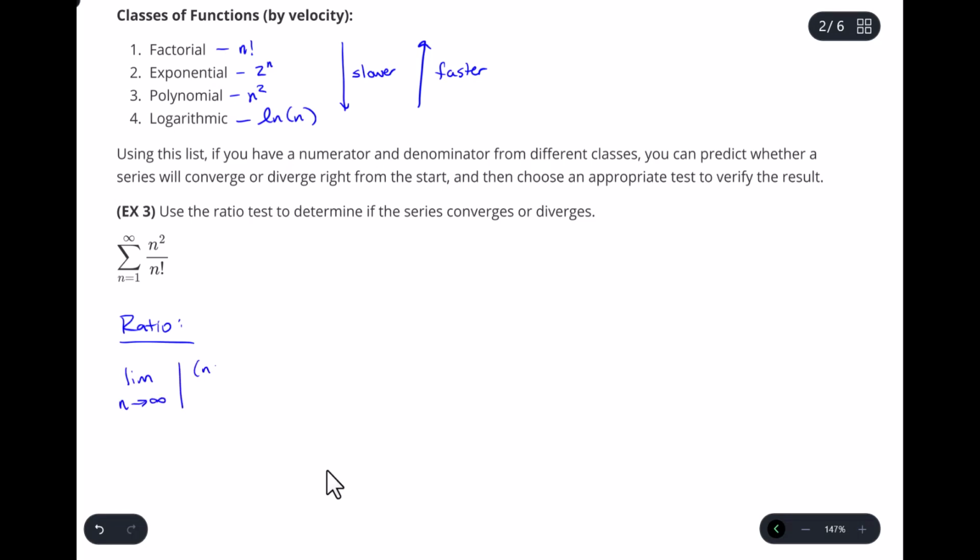So it's the n plus 1th term, oops, n plus 1 in there, times 1 over the nth term.